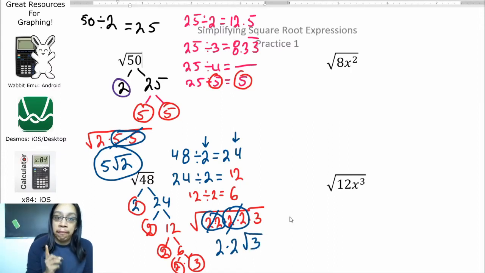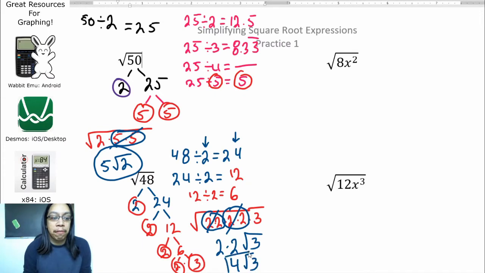And remember, in the first video, I told you to not leave this answer this way. So multiply 2 times 2 to get your 4. So that means your final answer will be 4 square root of 3.